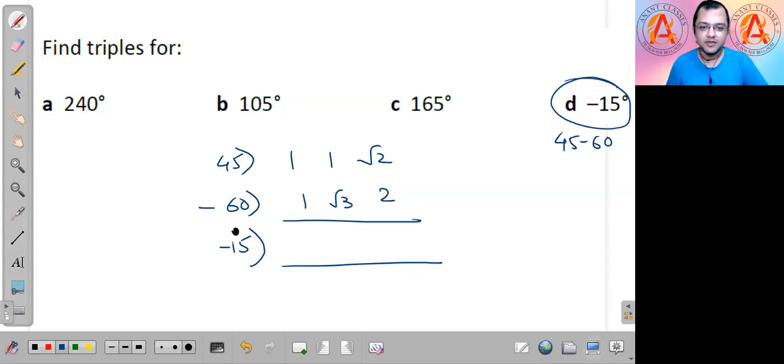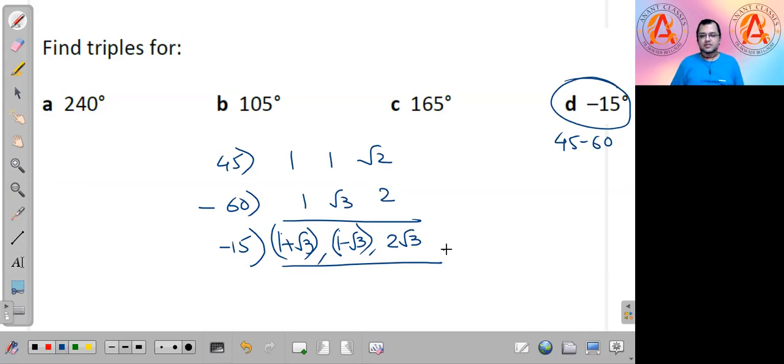Yes, perfect. So this is 1 plus root 3. Then we have 1 minus root 3. And we have 2 root 3. Yes, exactly. No, sorry, 2 root 2. By mistake, I wrote 2 root 3. It is 2 root 2. So is this clear, whatever we have done today?